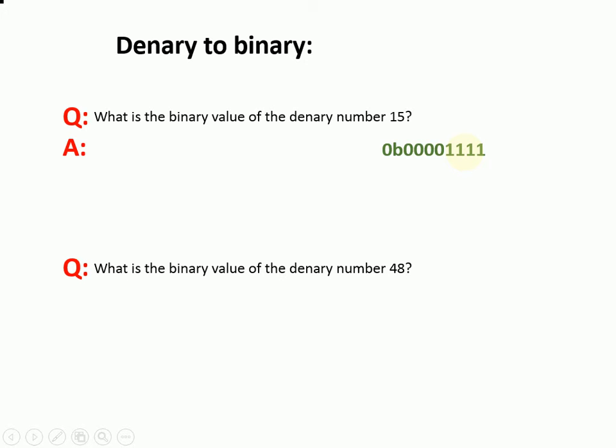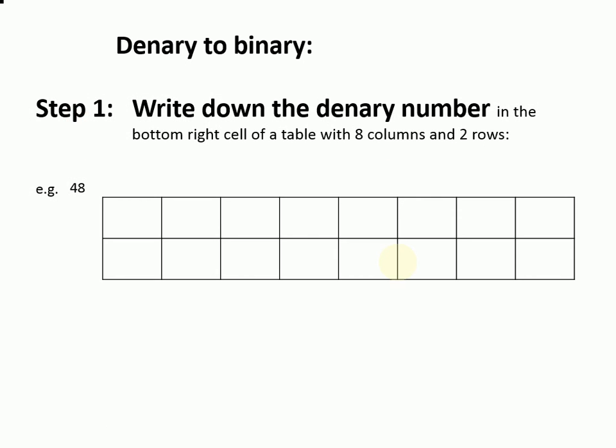So we're going to work through the example of converting the denary number 48 into its binary representation. The first stage is to write out your denary number, so in our case 48, and I'll put it in the bottom right hand cell of a table, and the table has got 8 columns and 2 rows. Now you don't have to draw that table, but it's a good idea to the first couple of times you try. And if you don't draw the table, just make sure you leave enough space by writing your number on the right hand side of your piece of paper and leave a bit of space above it too.